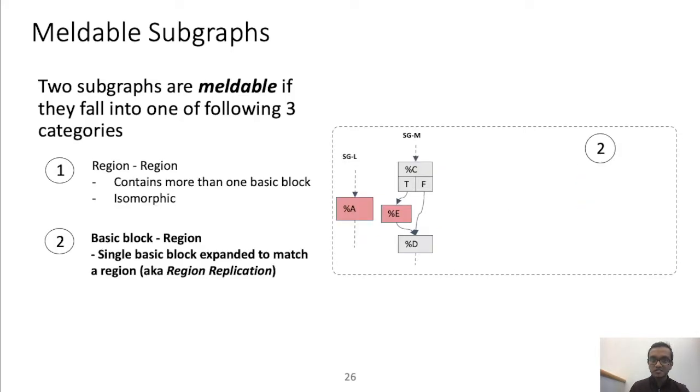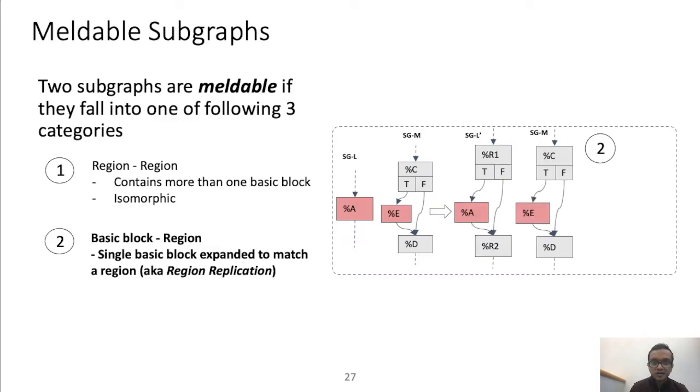Second case is basic block to region melding. In this case, we expand a single basic block to match the structure of a region so that they become isomorphic. Consider the subgraph L and M in this example. Subgraph L contains a single basic block. Assume that we want to meld basic block A with basic block E because they have many common instructions. First, we create a new subgraph L' that has the same control flow structure as M. We place basic block A in L' in the corresponding position of E in M.